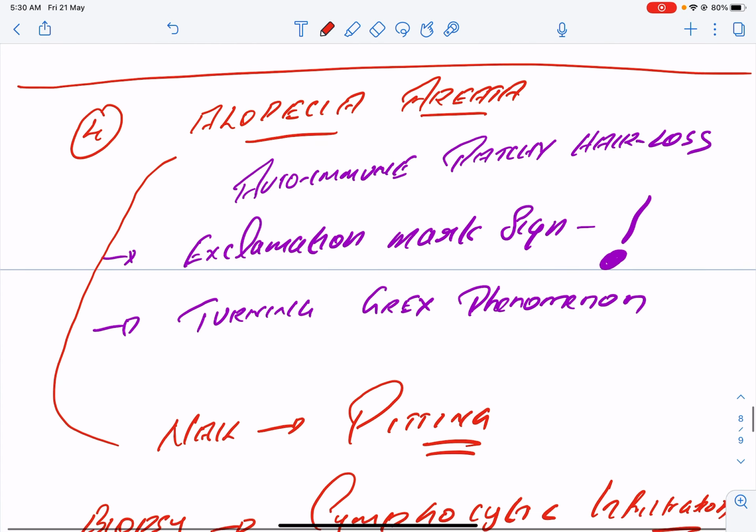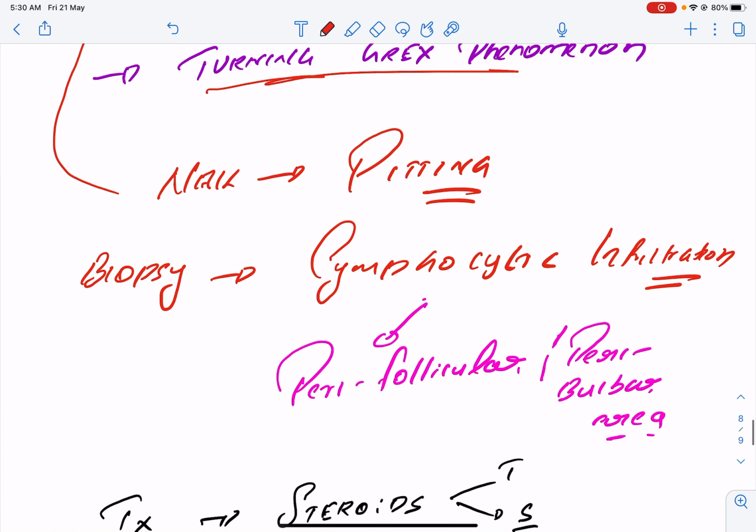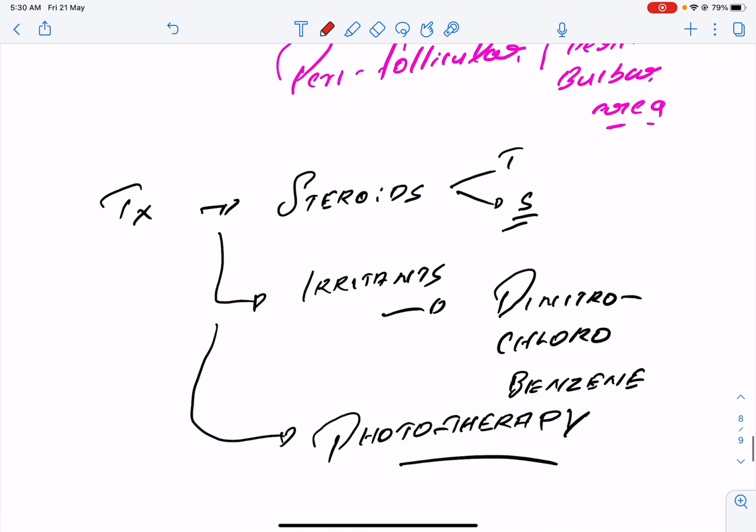Alopecia areata is the other type of hair loss, where it is autoimmune patchy hair loss, where you see exclamation mark hairs and turning gray phenomenon. In the other associated condition here in the nail, you can see pitting. On biopsy histology you see lymphocytic infiltration in the perifollicular and peribulbar area. Here also, treatment as an autoimmune disease, we use topical or systemic steroids. Irritants, you can use dinitrochlorobenzene, or we can go with what, phototherapy. So that's all we are going to discuss about what other appendages of skin, like nails and glands.